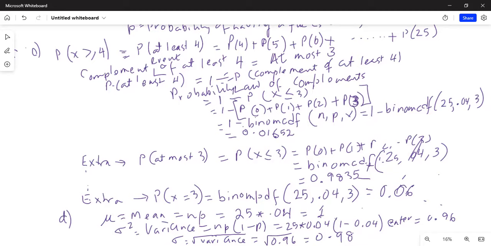Okay, that means what? Mean minus standard deviation: 1 minus 0.98, rounded to 1, is 1 minus 1, which is 0, and mean plus standard deviation is 1 plus 1, which is 2. So on the average, between 0 and 2 people out of 25 will really have the flu. So an average variation from the mean is equal to 1, and the mean is also equal to 1.